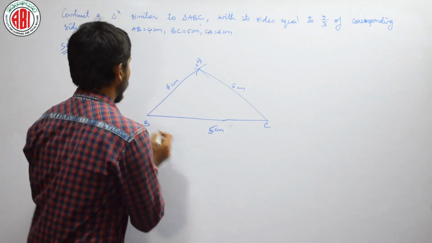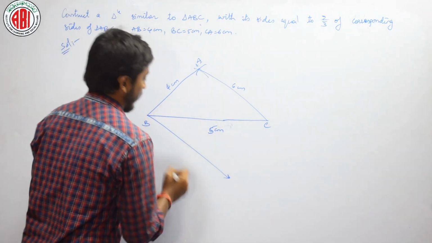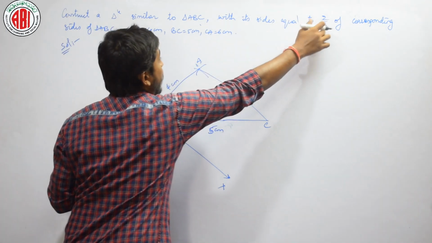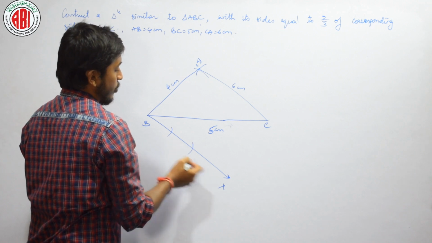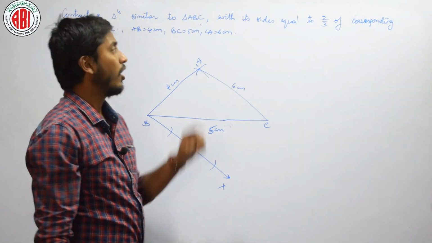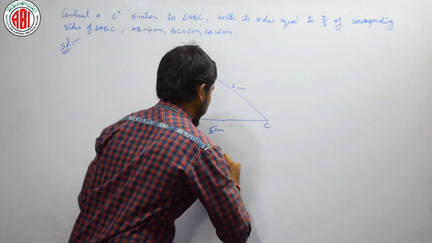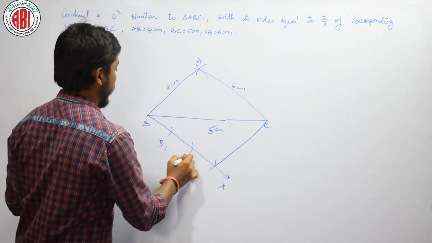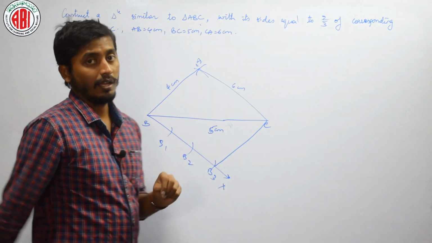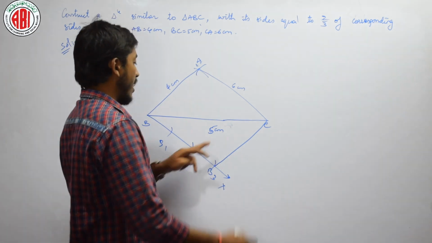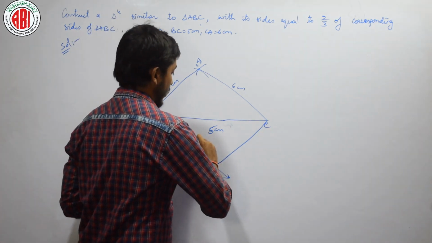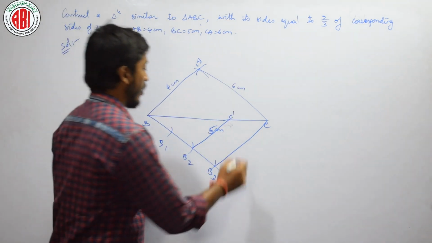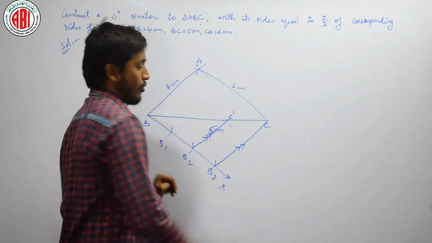The same step what we have to do? We have to draw some ray Bx. I have to divide into how many parts? The maximum number here, that is 1, 2, 3. Okay. 2 by 3, which means the third part we have to join it with this. Okay. Let us name them B1, B2, B3. Okay. I have to draw a line parallel to this B3C, so that I will get it as C dash. Okay. I have to draw a line parallel to this.